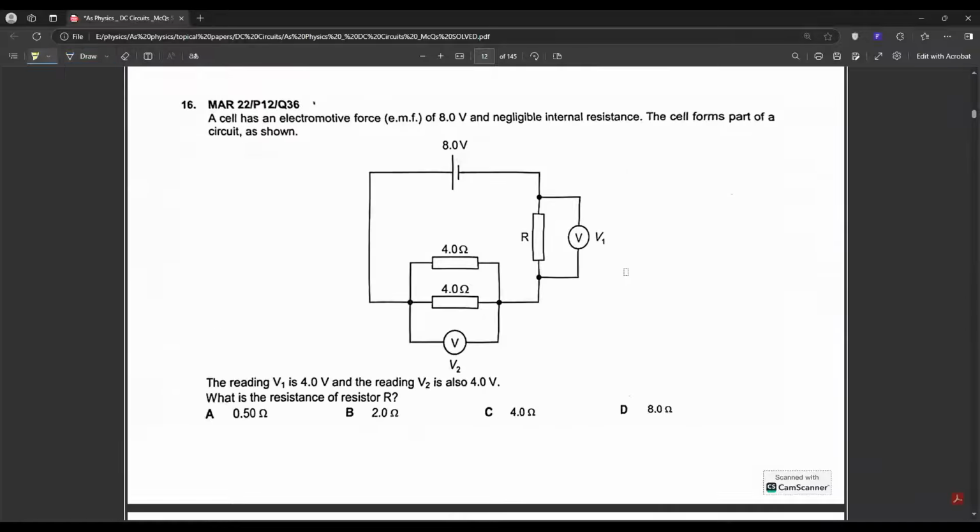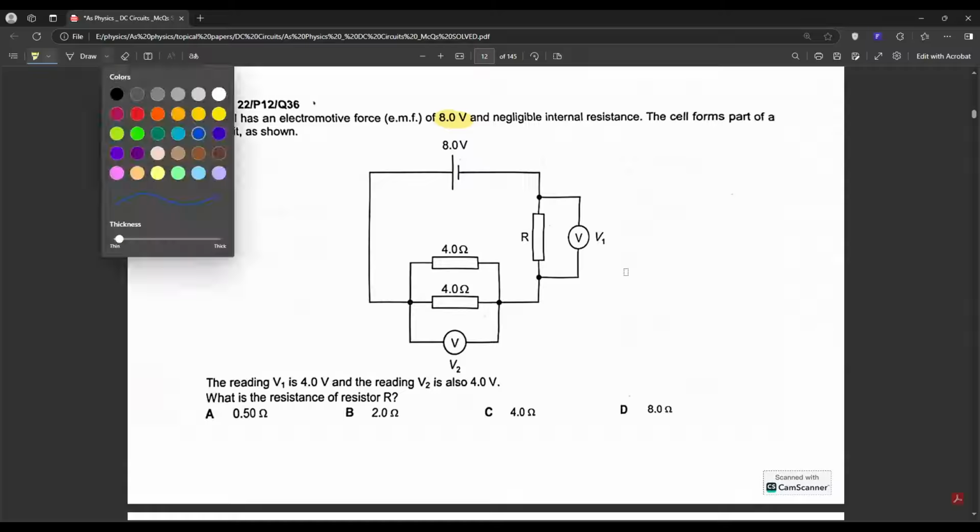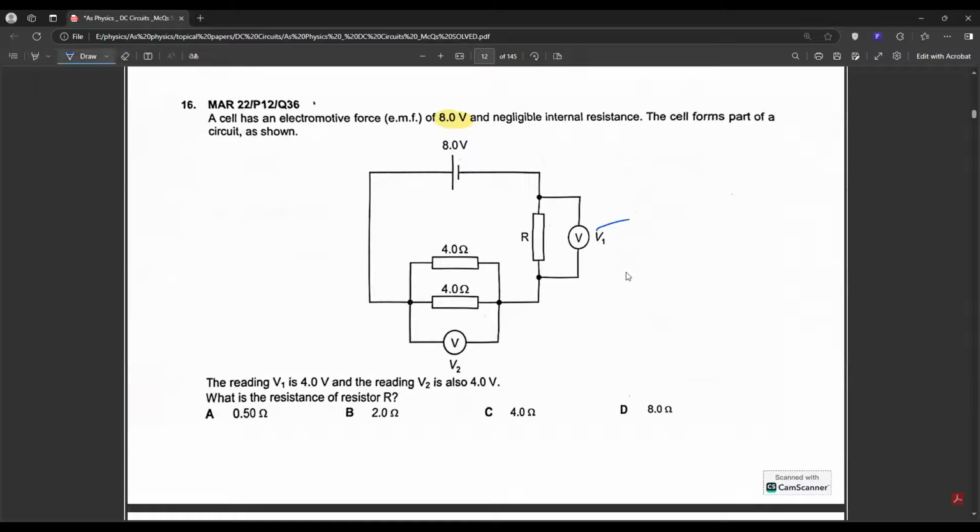A cell has an electromotive force of 8 volts and negligible internal resistance. The cell forms part of the circuit as shown. The reading V1 is 4 volts and the reading V2 is also 4 volts. What is the resistance of resistor R? You have to calculate the resistance of resistor R.